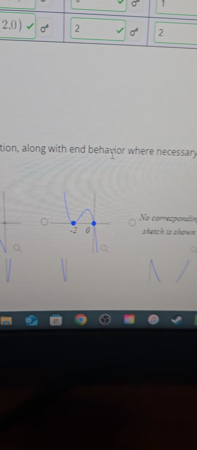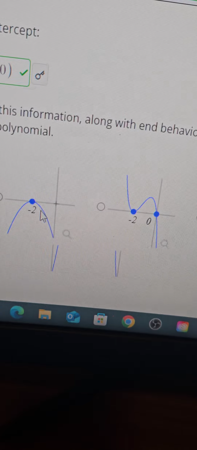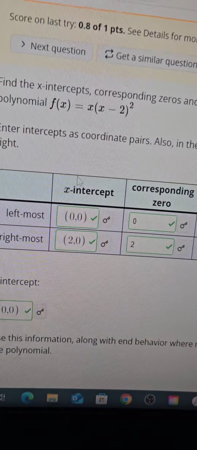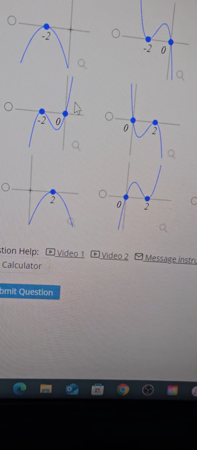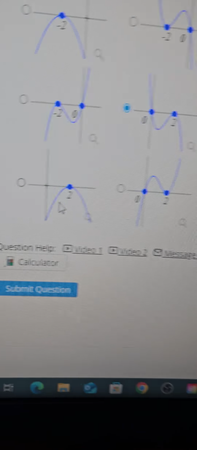Use this information along with the end behavior where necessary to select a rough sketch of the polynomial. Okay, so we know that it's 0, 0, and 2, 0, so it's going to be like that, dude. Let's freaking go.